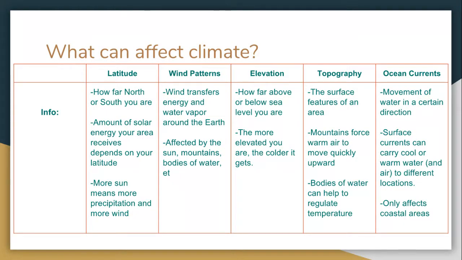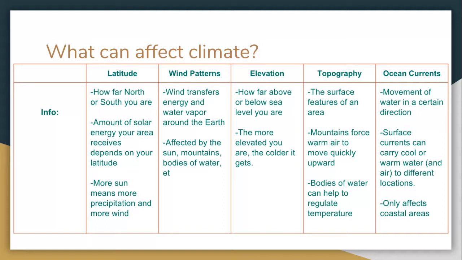So mountains, if a large mass of warm air is moving forward and it runs into a mountain, that warm air is going to be pushed up real quickly. And then on the other side of the mountain, since that warm air had to go up into the atmosphere higher, it cools down and then it's going to rain. So that will affect the precipitation on the other side of the mountain.